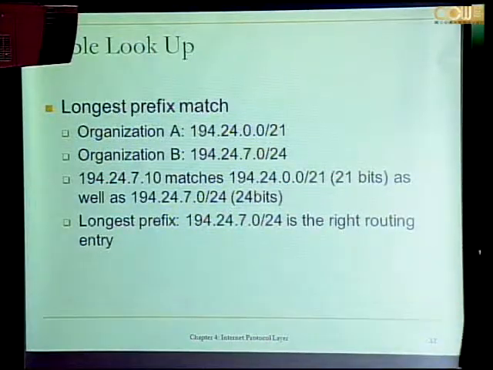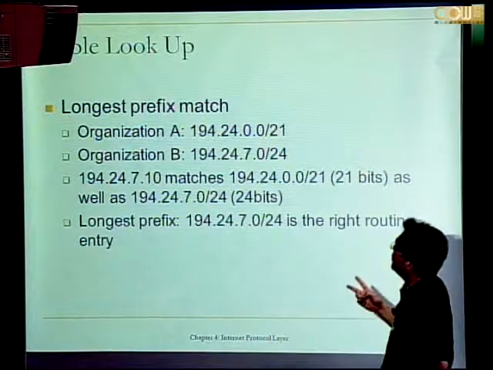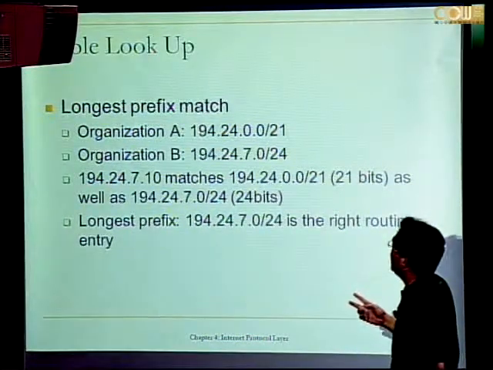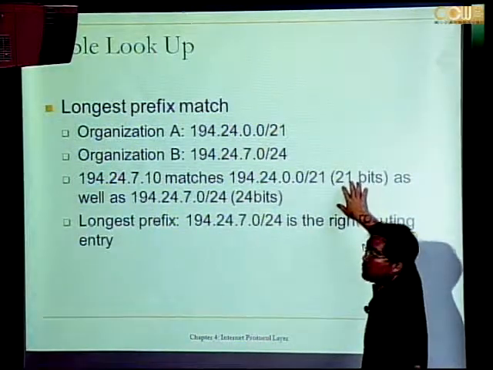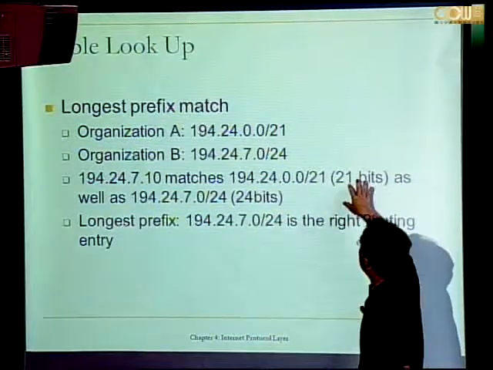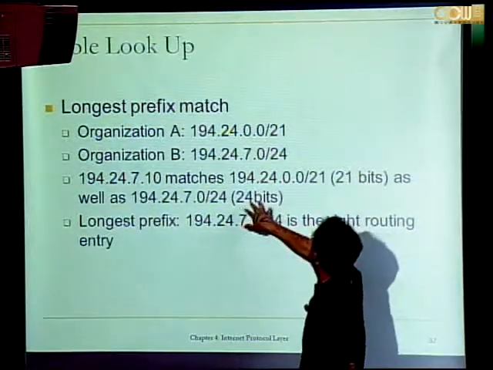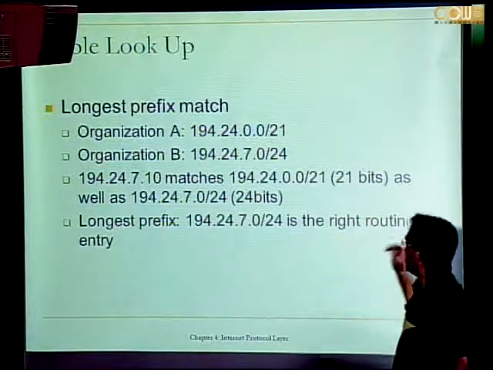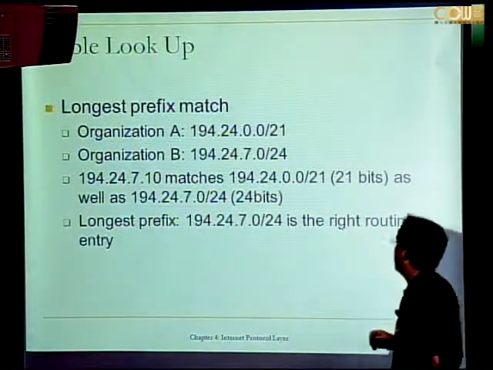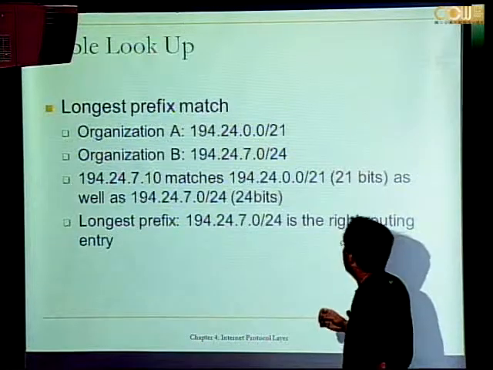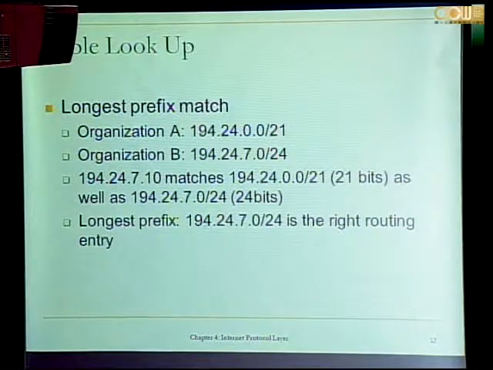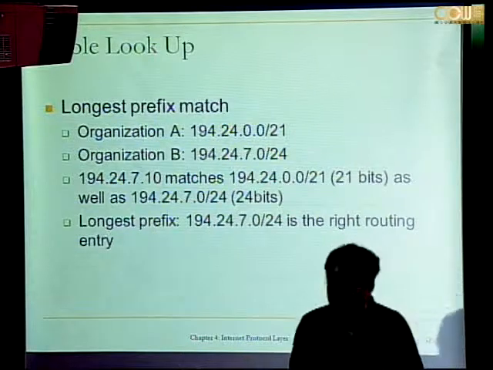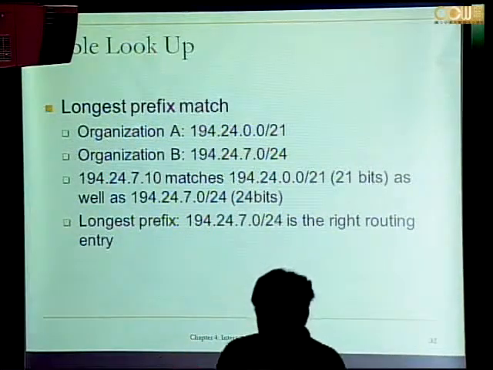This address will match both entries in the routing table, but this one will be a 21-bit match, meaning the match will be 21 bits long, while this match will be 24 bits long. And we say that you should pick the longest match. When you have duplicate matches, you pick the longest one. So that should be the right routing entry you would use.